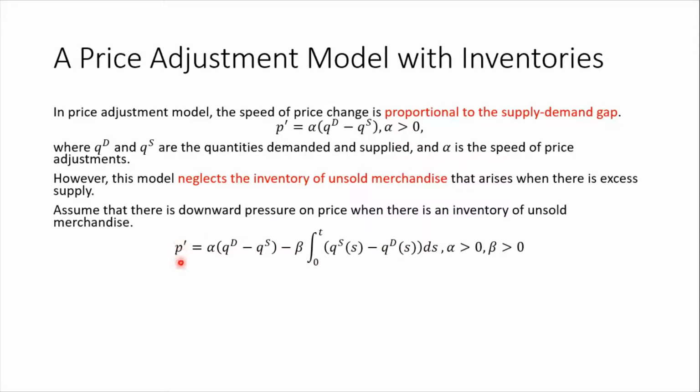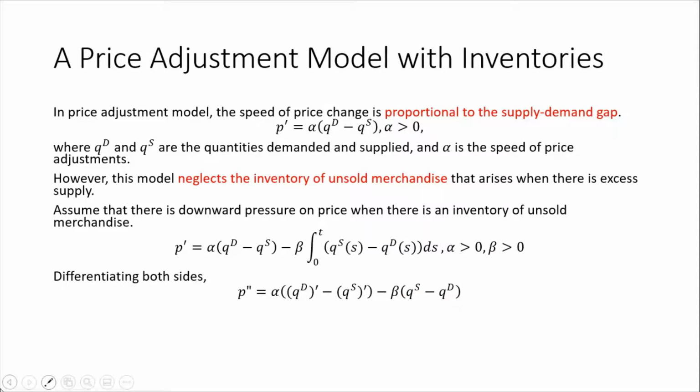Of course here we only have the first derivative, and to get the second derivative we have to differentiate both sides. We take the derivative, it will be p double prime. Alpha is just a constant, but we take the derivative of QD and also the derivative of QS, right? And then for the integral, by the fundamental theorem of calculus, it will be equal to what's inside, so beta times what's inside, QS minus QD.